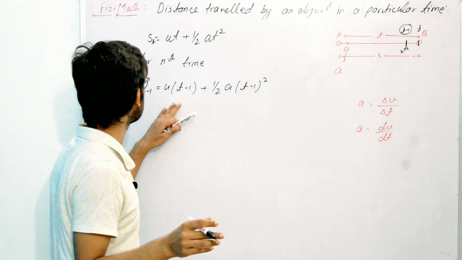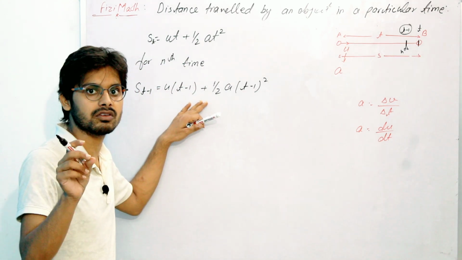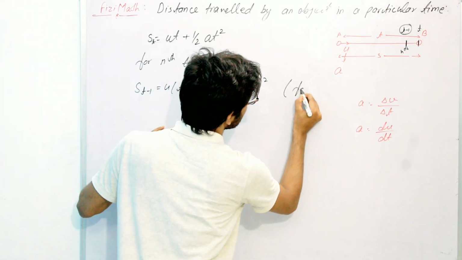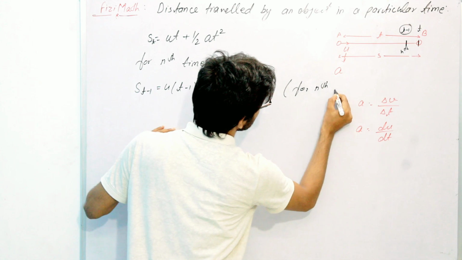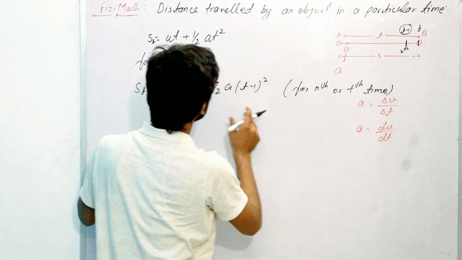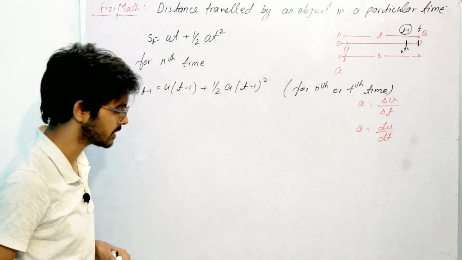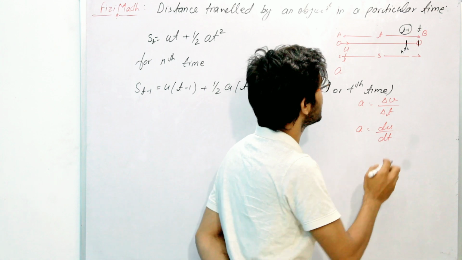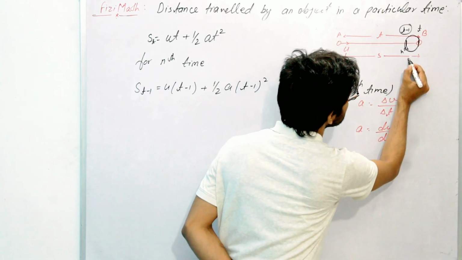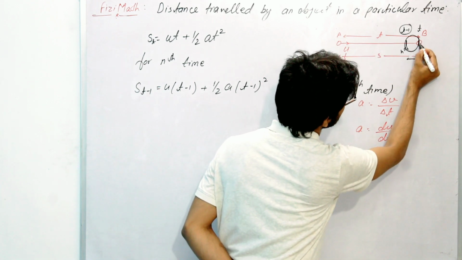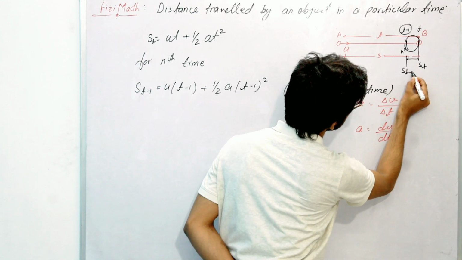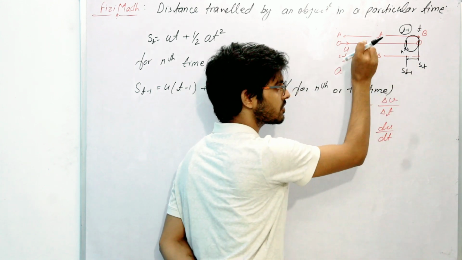So this is the equation of motion, or the distance traveled by an object for nth time or tth time. Now we have to calculate the distance traveled by an object in a particular time, meaning this distance. तो बेटा ये वाला क्या था st, और ये वाला क्या है st minus 1. So this is s_t and this one is s_(t minus 1).